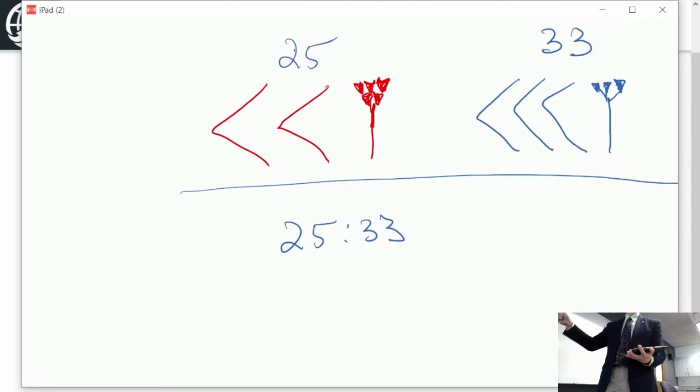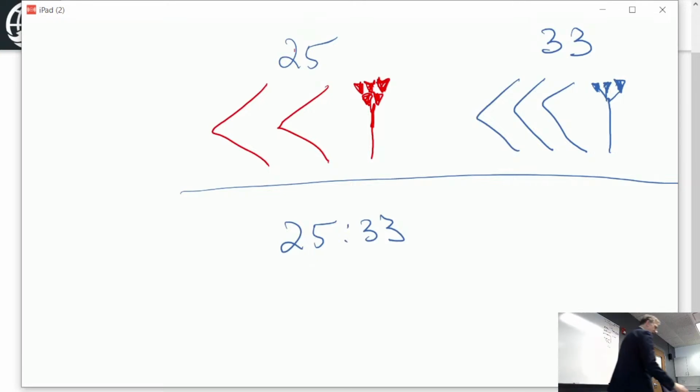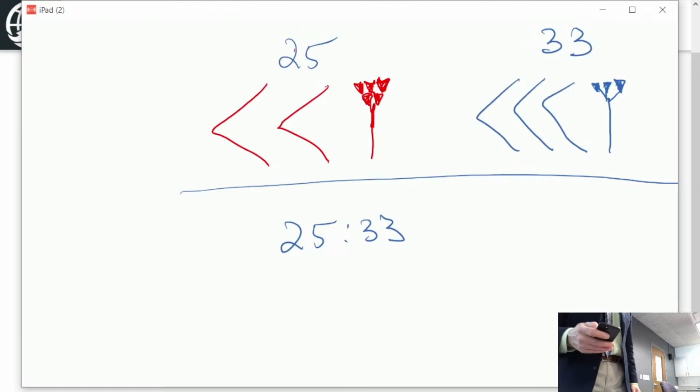And you can convert that to just seconds, can't you? In fact, go ahead and do that. 25 minutes, 33 seconds. How many seconds is that?